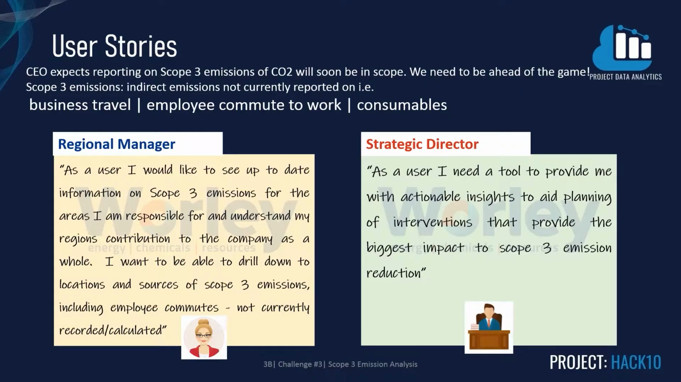So, as a regional manager, I want to see up-to-date information on Scope 3 emissions for the areas I'm responsible for and understand my region's contribution to the company as a whole. I want to be able to drill down to locations and sources of Scope 3 emissions, including employee commutes not currently recorded or calculated.